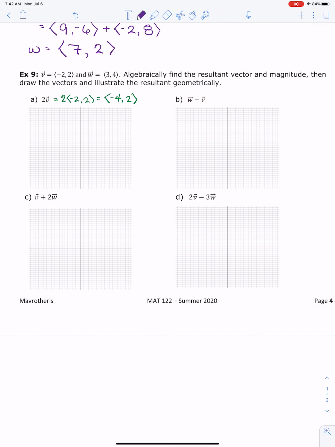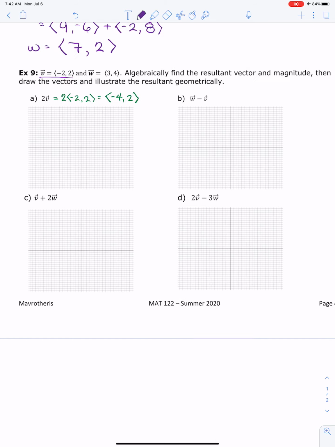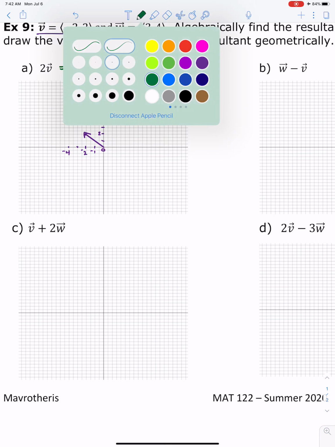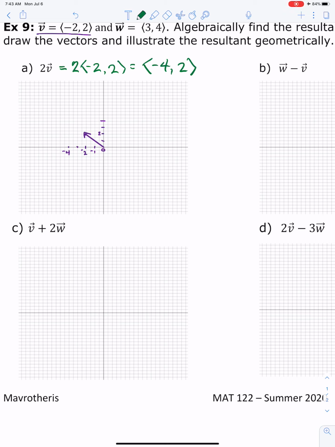I'm going to go ahead and graph v first. And I thought it would be helpful to have these not numbered, and now I'm regretting that decision a little bit. 1, 2, 2. Negative 2, positive 2. Here's my vector v. And we are going to keep going so that I can graph 2v. There's 3, there's 4. Pick a different color. And we go all the little lines.